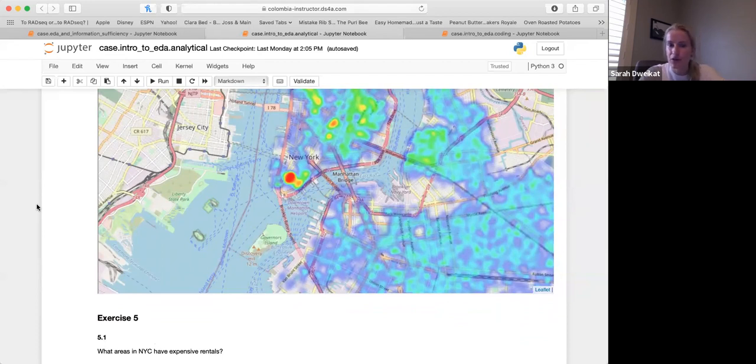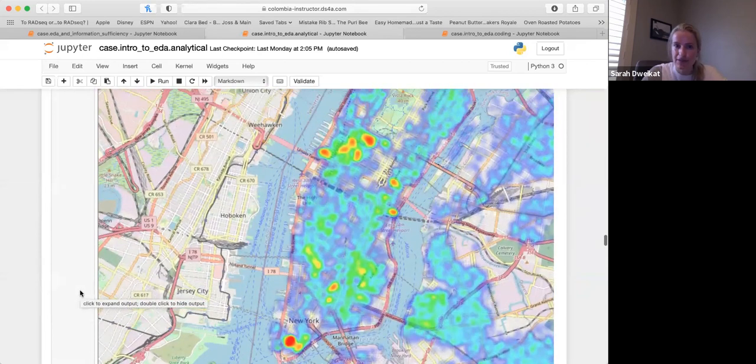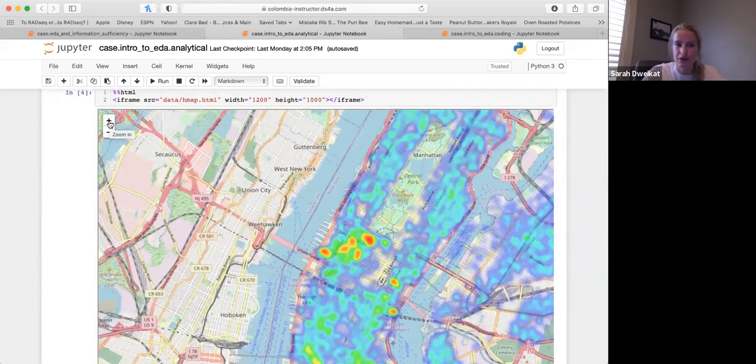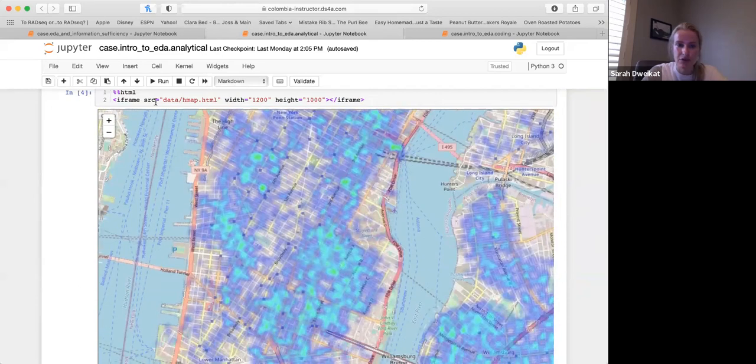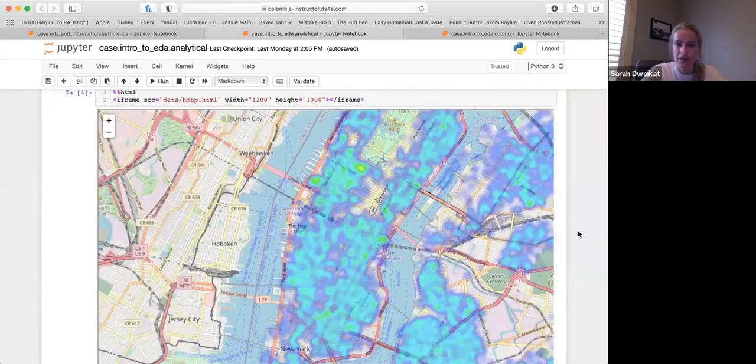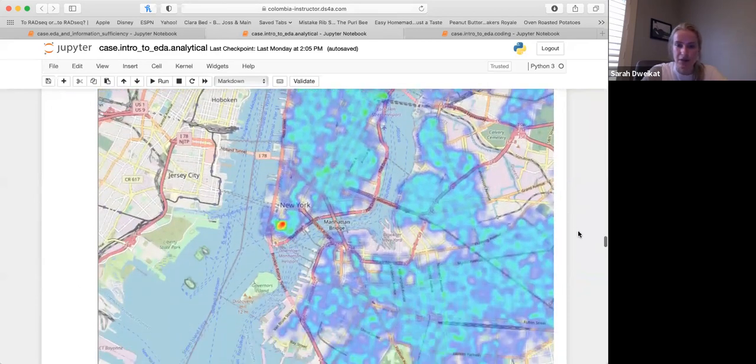So let's think about this now. If you have your own notebook open and are following along, that's great. You can scroll through this. What areas of New York City have expensive rentals? So we have this heat map. You can navigate through it. You can zoom in, you can zoom out, you can click and move. Let me zoom out a little bit, and I will also move it around on my screen.